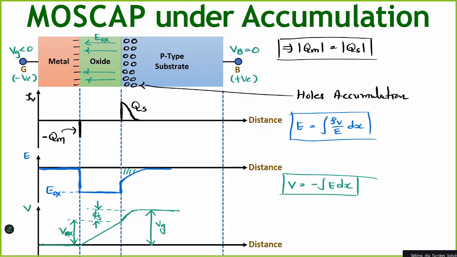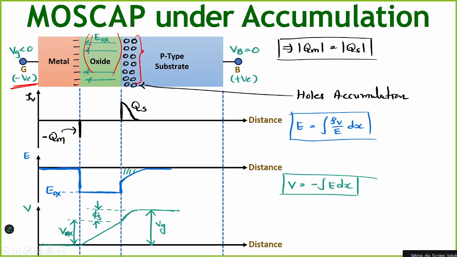This is the MOS capacitor under accumulation. Whatever holes are there will be accumulated on the surface of the substrate. Metal means electrons only, and we are applying negative voltage to the gate. So when you apply this, these holes will be accumulated. They will not pass through because of the insulator.